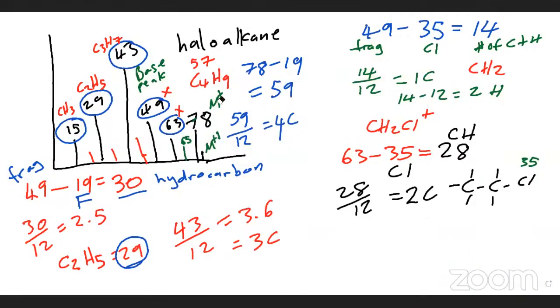Let me just draw the structure again. So 2 carbons, chlorine on it. And this time, this chlorine is 37. So let us add up the mass of this fragment and this fragment. You would see that this one would add up to 63, and this one adds up to 65. So the structure is going to be the same. It's just that one atom is heavier. Understand?